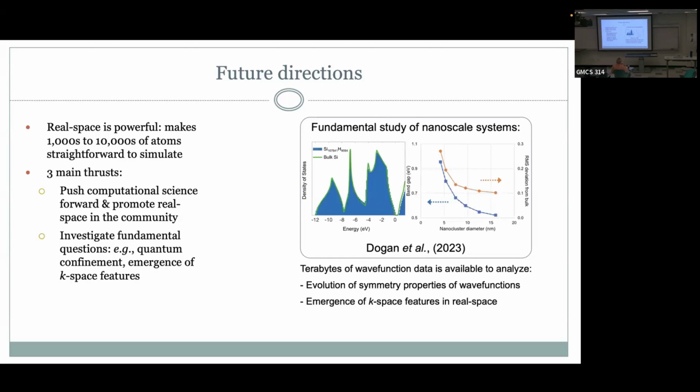The second one is investigating fundamental questions. As I mentioned, how do these bulk properties arise in real space? For example, I would like a student to analyze the data that I have of terabytes of wave functions. So these calculations produced a lot of data, and we can see the evolution of symmetry properties of wave functions, which I would like to study. Emergence of K-space features, as I mentioned, in real space.